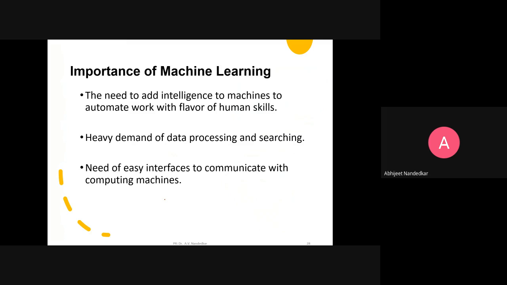So why is it important? Why is machine learning important? The need to add intelligence to machines to automate work with a flavor of human skills, heavy demand of data processing and searching, and the need for easy interfaces to communicate with computing machines. These are key things associated with machine learning.